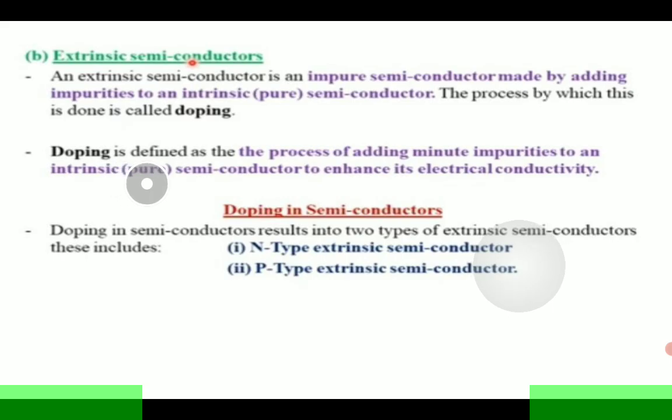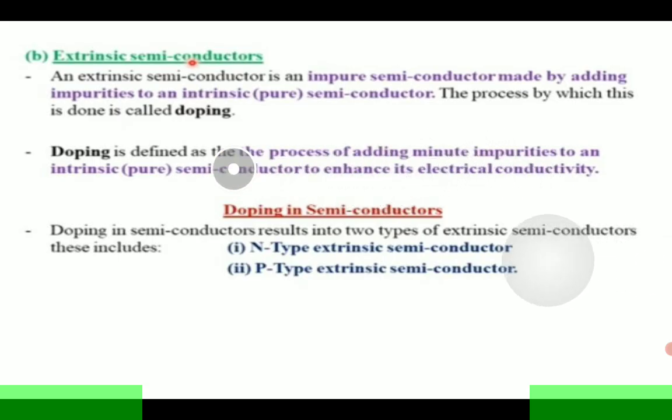The examiner will simply ask you to define the term doping in relation to semiconductors. You have to say that it is a process of adding minute, which means very small, quantities of impurities to a pure semiconductor in order to increase its electrical conductivity.